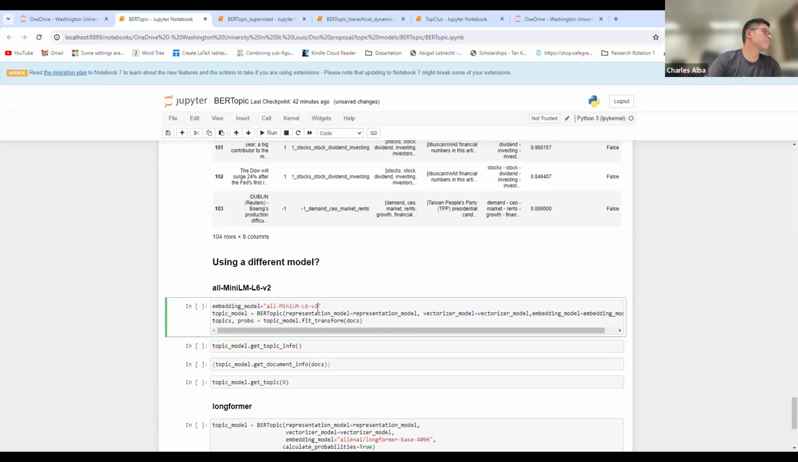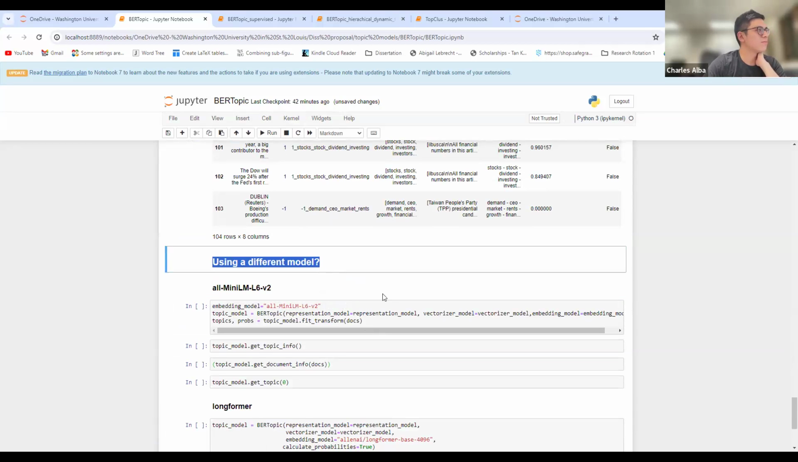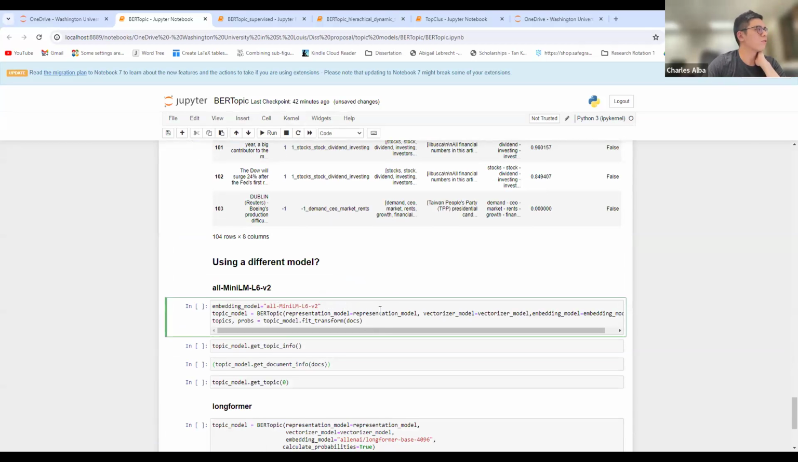I think I have zero shot, but somewhere else. Yeah, I think zero shot is somewhere else. Okay, I'll show you probably later. So now the question is, can I use a different model? I don't like BERT, it's old-fashioned, it's 2019. Can I use something else? Yes, you can. You just have to specify the embedding model, and then just feed it in here and you run it.